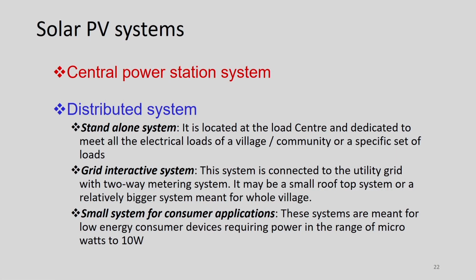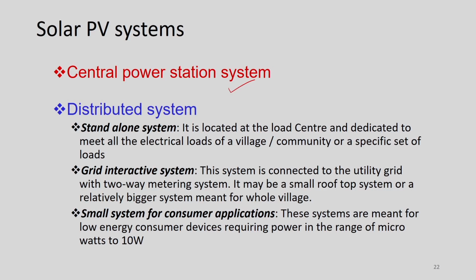So, how are these PV systems classified? Primarily, there are two major classifications. First one is central power station system, and second one is distributed system. The central power system is a large power station like our coal based power generation unit. So, in daytime huge amount of power will be generated, and then this will be given to the grid. And second one is distributed system.